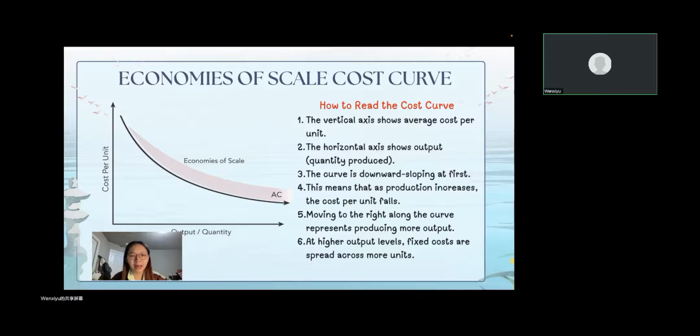Why does that happen? As firms produce more, they can spread fixed costs across more units and often operate more efficiently. So the key idea of this graph is simple: higher output can lead to lower average cost, which is the basic idea behind economies of scale.